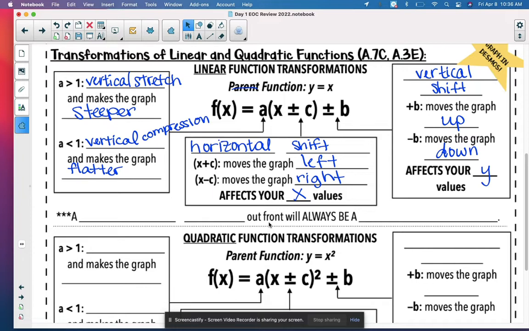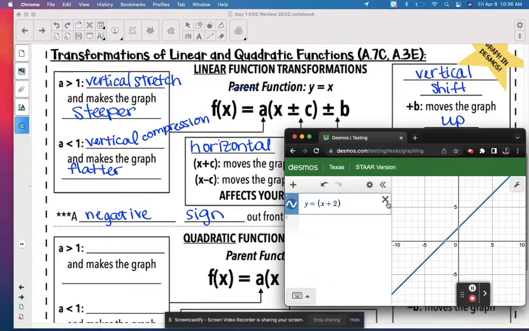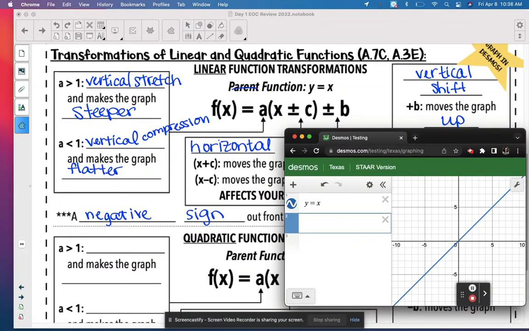Now, if we have a negative number out front, so if we have a negative sign out front, this will always be a reflection. We're going to reflect across the x-axis. And let me show you what that looks like right quick. So let's say I have a negative number out front, and we'll compare this to x. So if I have y equals negative x, it essentially flips and goes the opposite direction. So that's what we mean by a reflection.